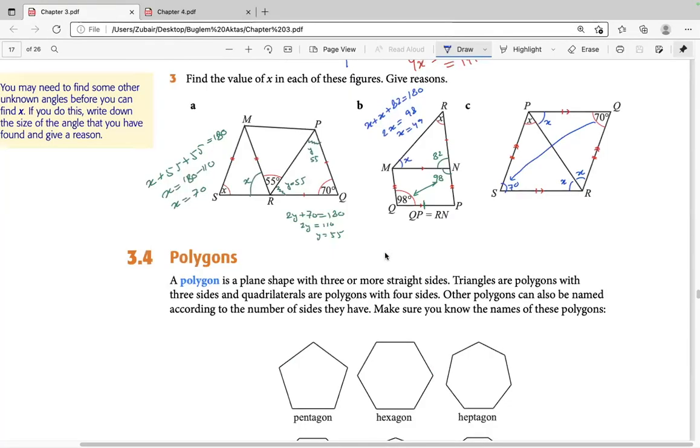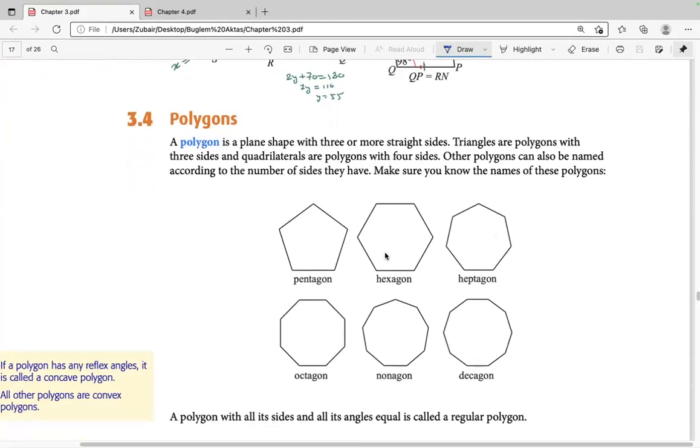Okay. Polygons. As we've studied them earlier, we can be a little quick with this. A polygon is a closed plane shape with three or more sides. Triangles are polygons with three sides. Quadrilaterals are with four sides. Other polygons are named accordingly.